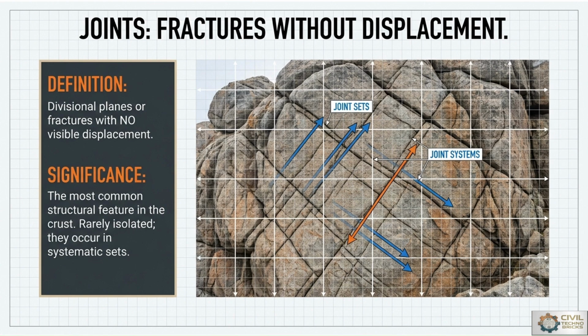So, what is the significance of the joints? They are the most common structural feature in the crust, rarely isolated, and they occur in systematic sets. Joints are most important and also most dangerous with reference to water percolating through them, or they may give support to other types of rocky layers.